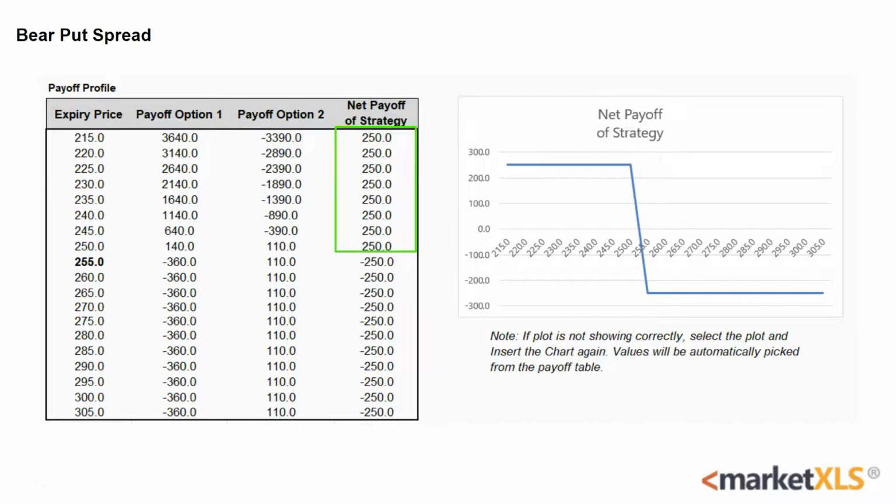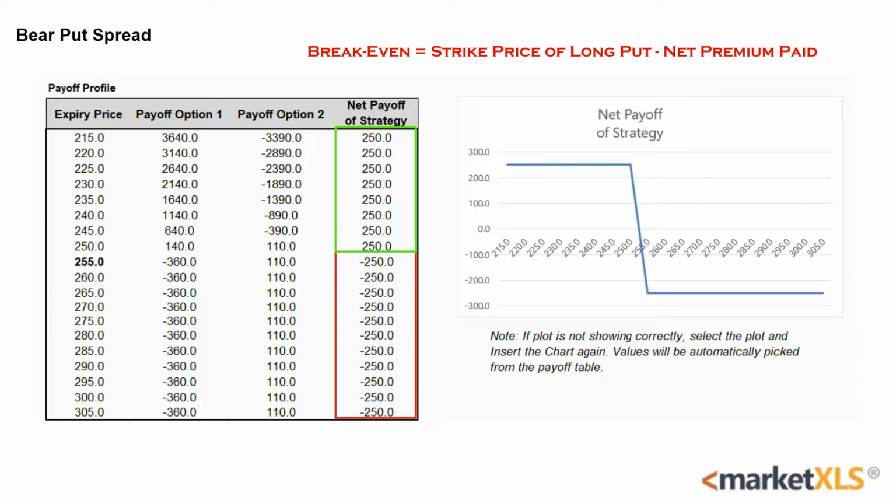Maximum loss is limited to the extent of net debit taken to enter into the trade. Maximum loss occurs when the stock price rises above long put option strike price at the expiration date, and this is shown by the red box. Break-even point can be calculated by using the formula strike price of long put minus the net premium paid.